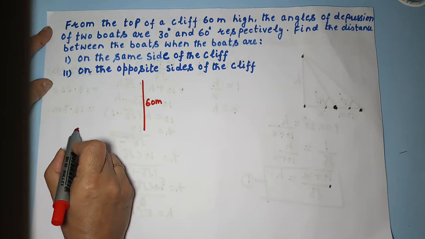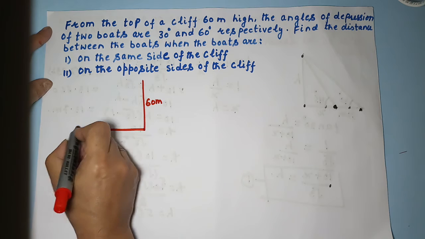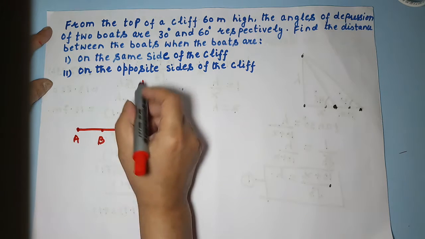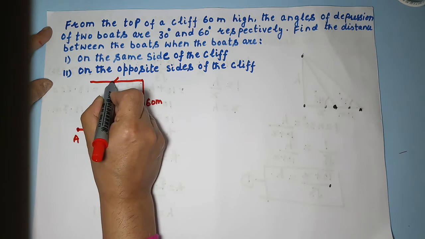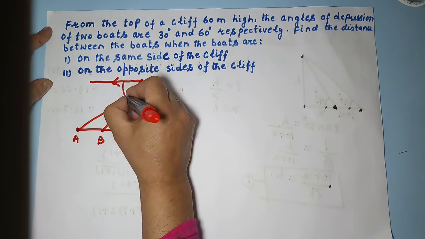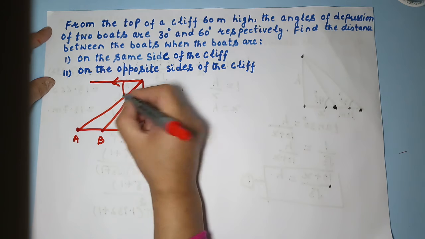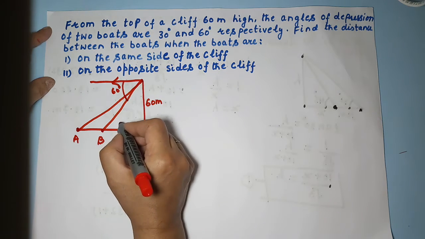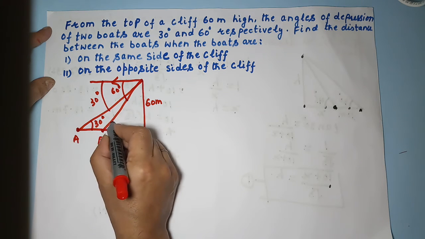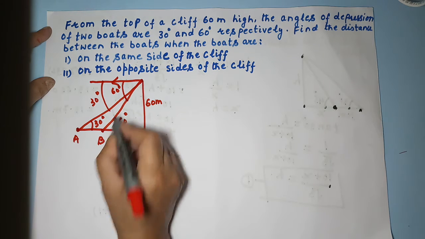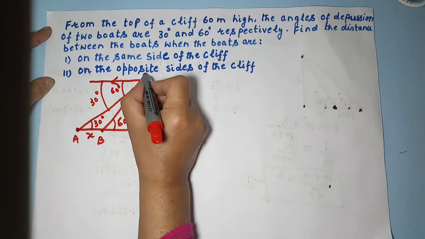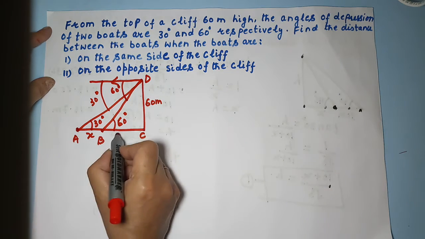Okay, let's take the first part. The boats are supposed to be on the same side of the cliff. Let this be boat A and this is boat B. And the angles of depression from the top are 60° and 30°, right? So this is 30° and this is 60°. We have to find this distance, which is x. Let this be C and let this be D. So let this distance be y.